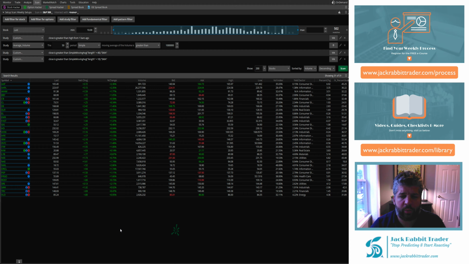Alright, so the first thing that we're going to do when looking for a weekly breakout trade is to run through a scan. And I really love Thinkorswim because of the options and the criteria that it has for scans. It allows you to create some custom scans, which I have here.